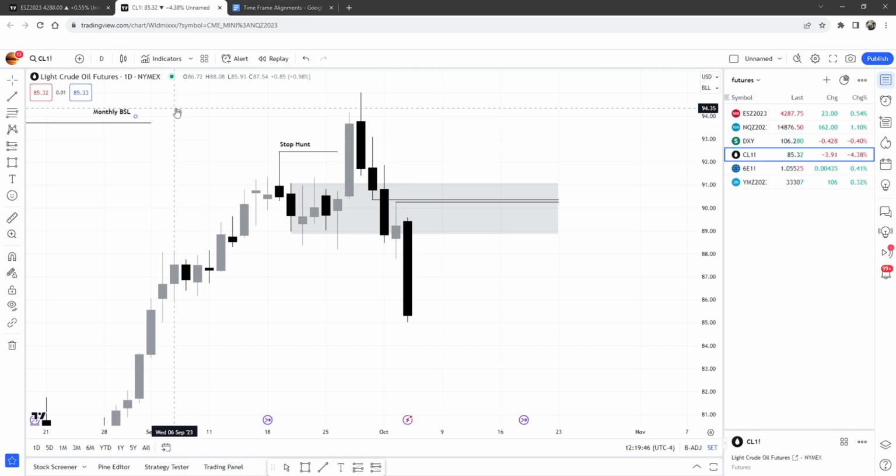Ask yourself, where is price? Price swept a higher time frame buy side liquidity. Okay, above old highs, what do we do there? We look for shorts. If we know we are external, the next thing we would look for is internal.